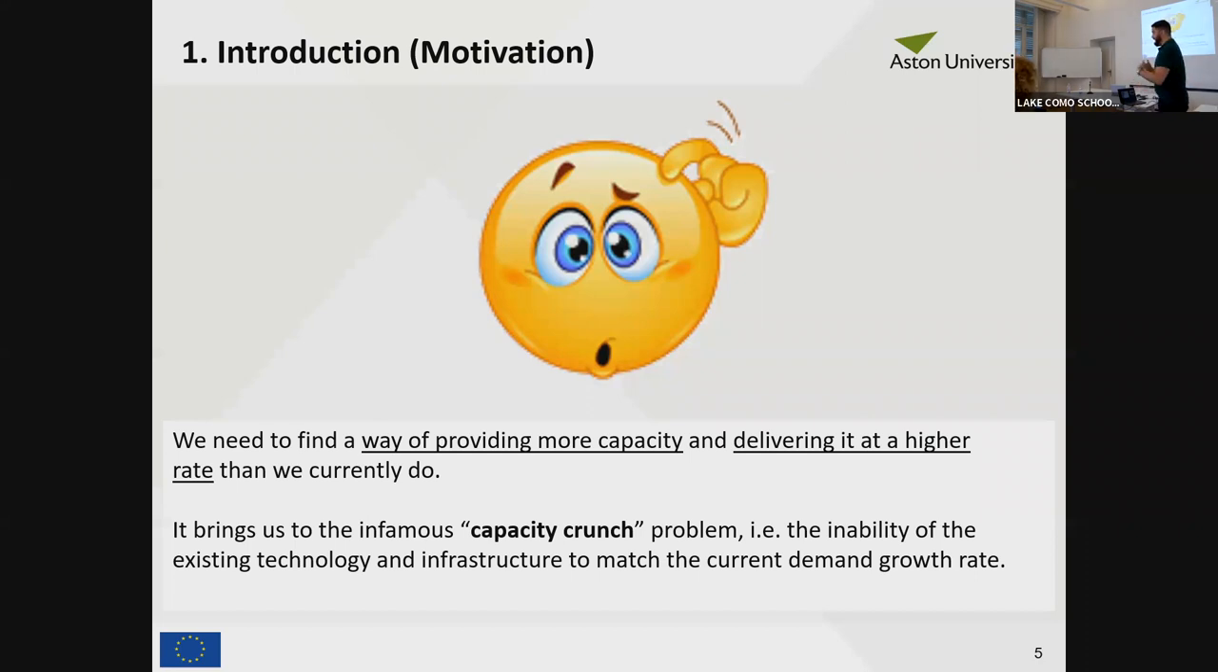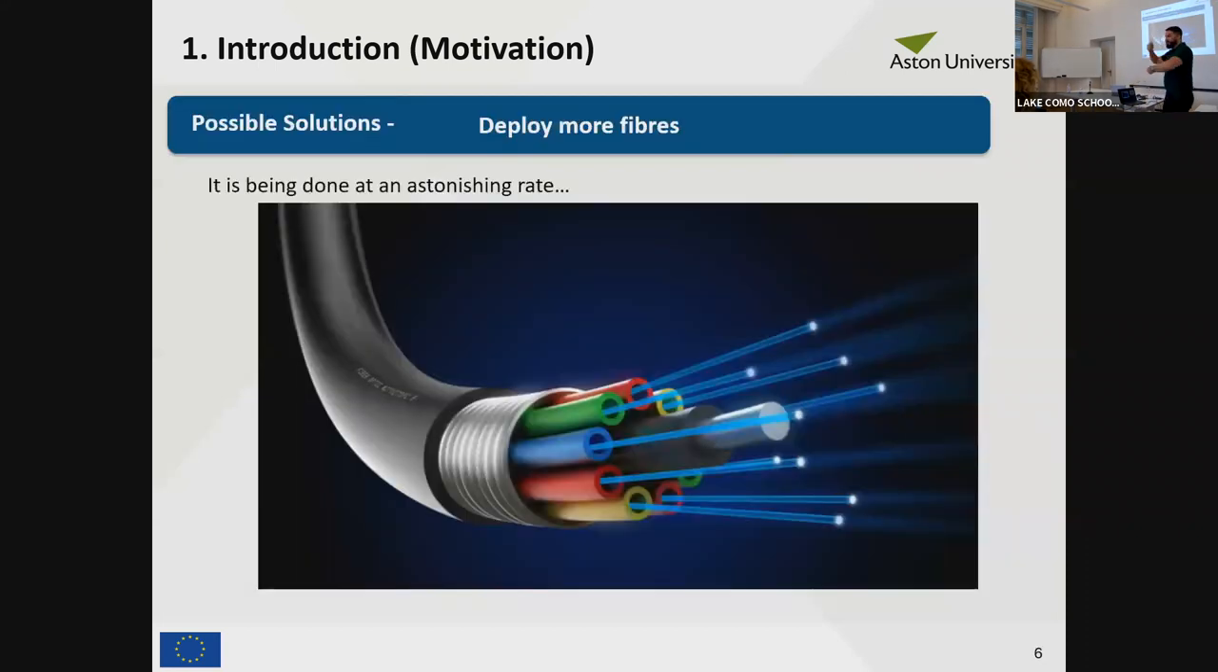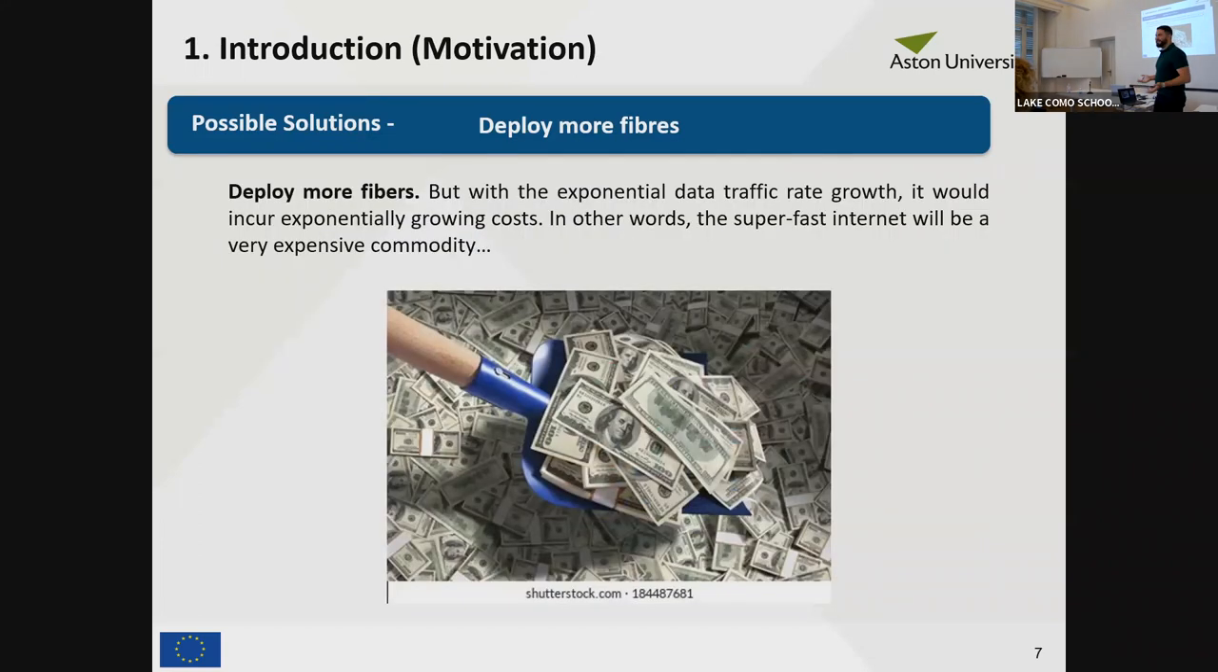So how can we deal with a scenario where we have a growing demand and it's not going to stop, and at the same time, we cannot start installing more fibers, because it's a lot of money to deploy more fibers, and we have this critical power constraint in our hands.